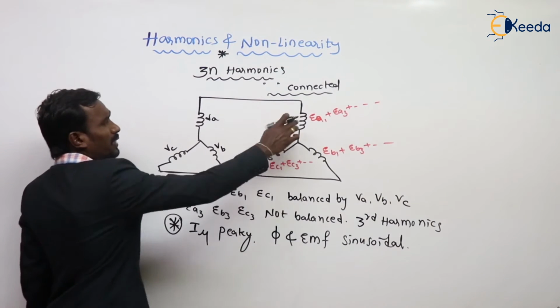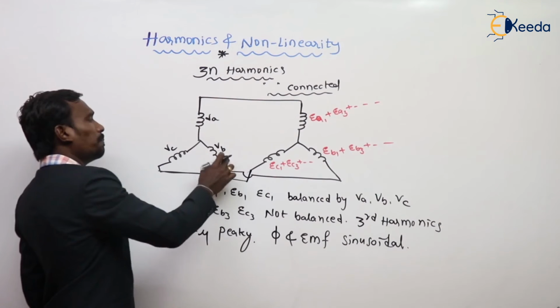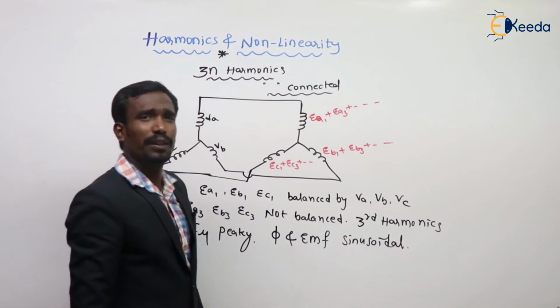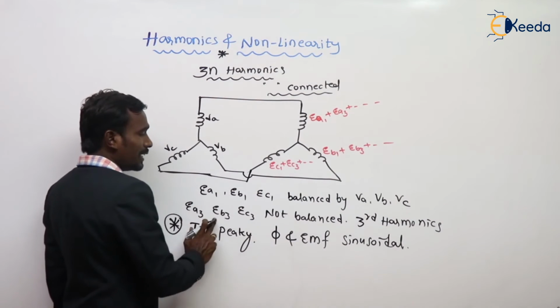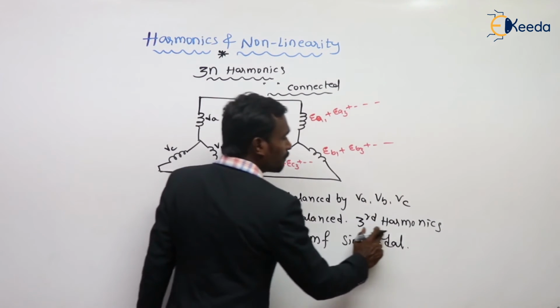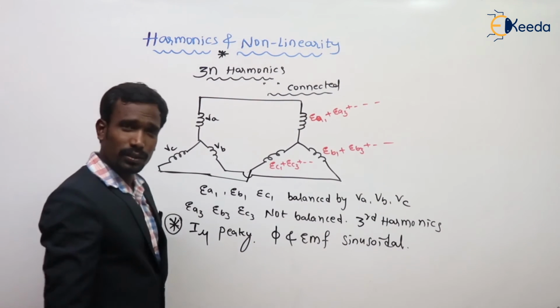Here also, EA1, EB1, EC1 are balanced by the supply source VA, VB, VC. But EA3, EB3, EC3 are not balanced by the supply source.